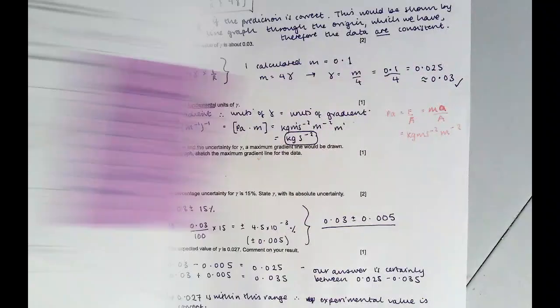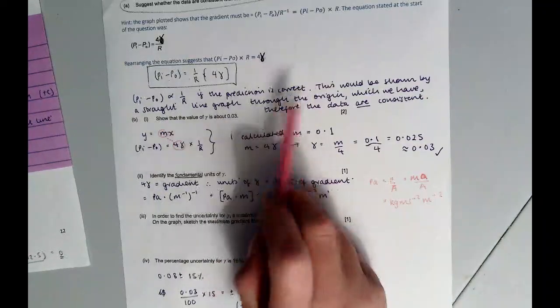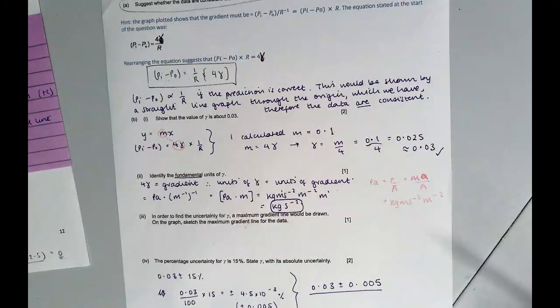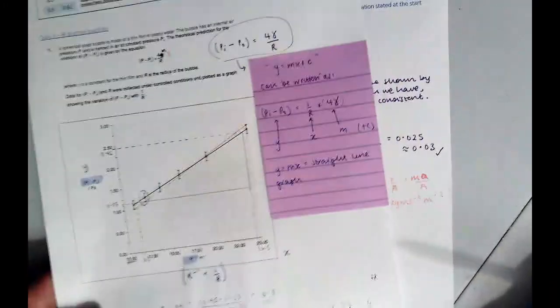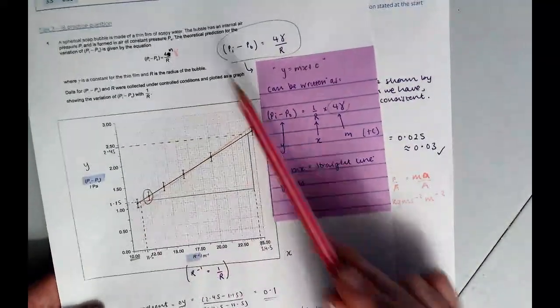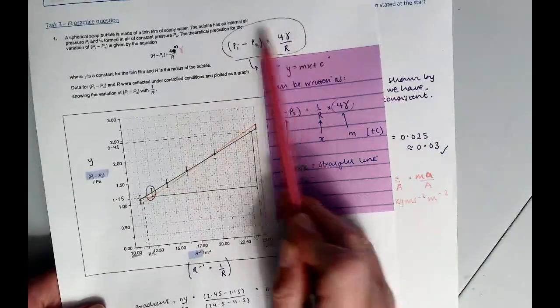Okay, well, my prediction is correct. I do have a straight line graph through the origin, and I've proved it with my data. And so therefore, if this is what the data showed me, it does align with this style of equation.